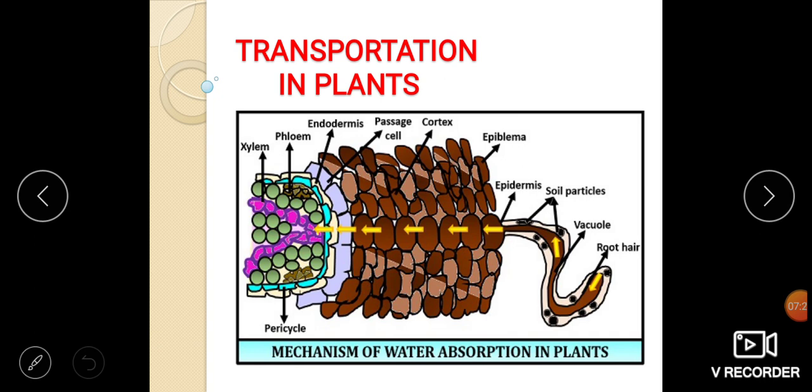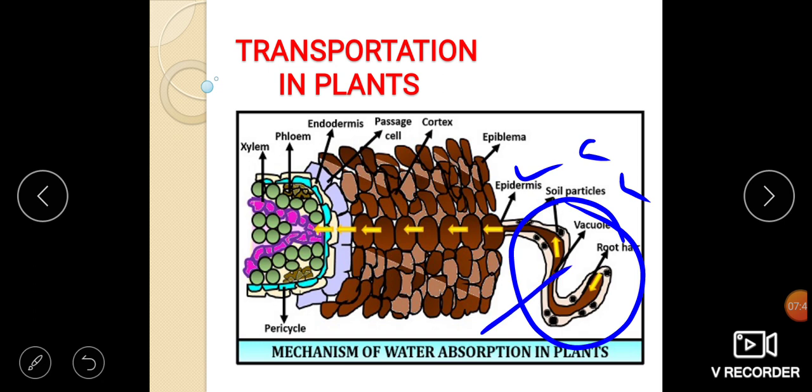You can see in this diagram, this is the root hair. It is unicellular. It is made of a single cell, in fact. And this one is the soil. Now what happens? Due to the accumulation of ions in the root hair, the amount of water in the root hair becomes less as compared to the soil. So the water will start moving through this membrane into the root hair. This process is known as osmosis. And through osmosis, you can see the water is absorbed by the root hair.